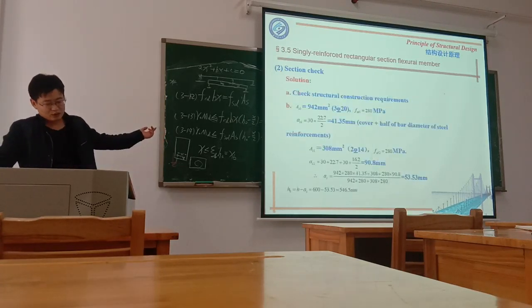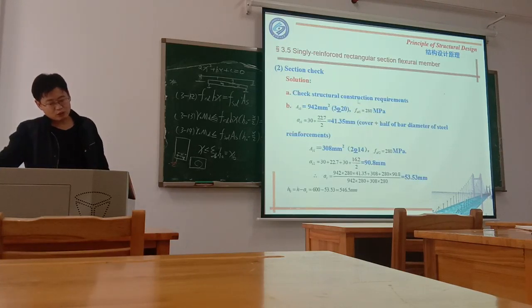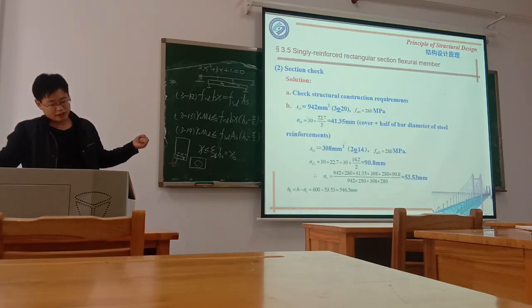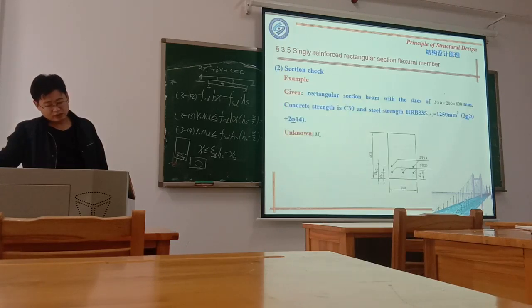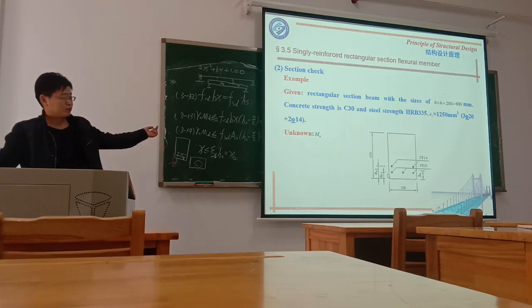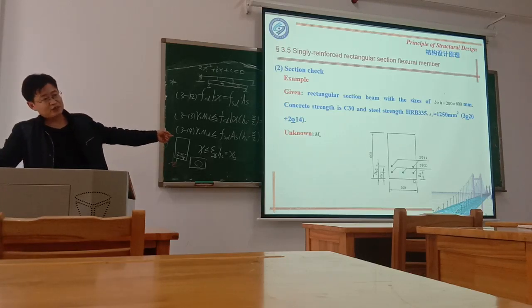First, to calculate AS, check the construction requirement. We just assume the construction requirement is okay, there's no problem. Then the second calculation is the AS. The result is 3.53. So now the equation is figured here. You try to calculate to see if you can get this result.